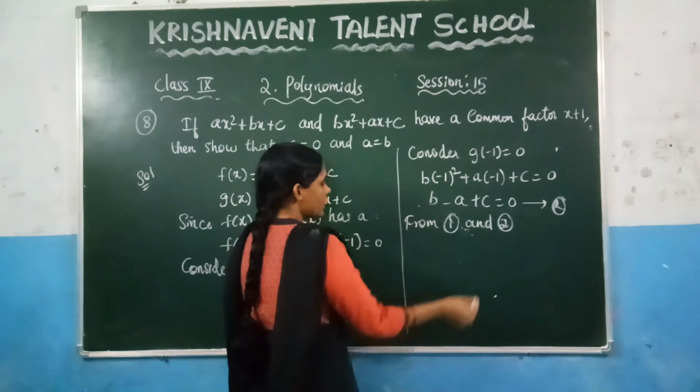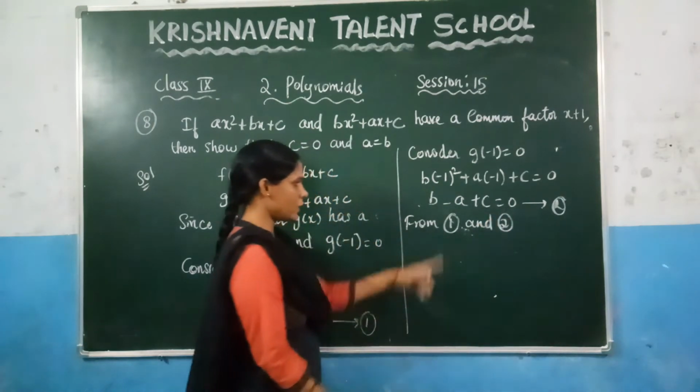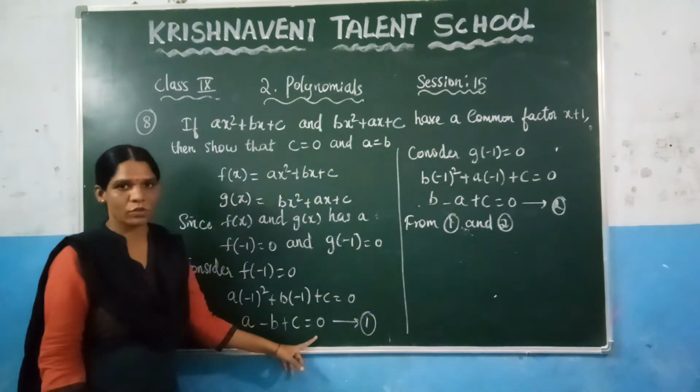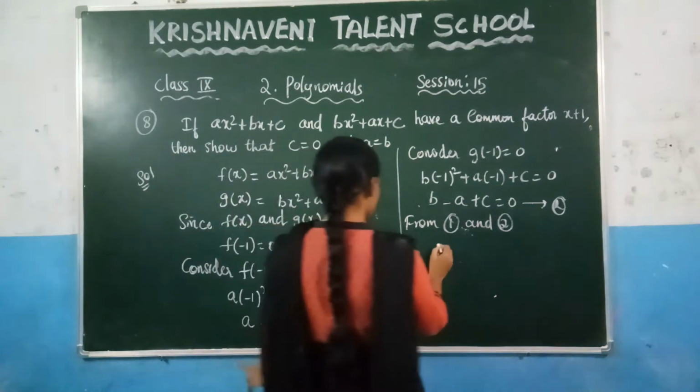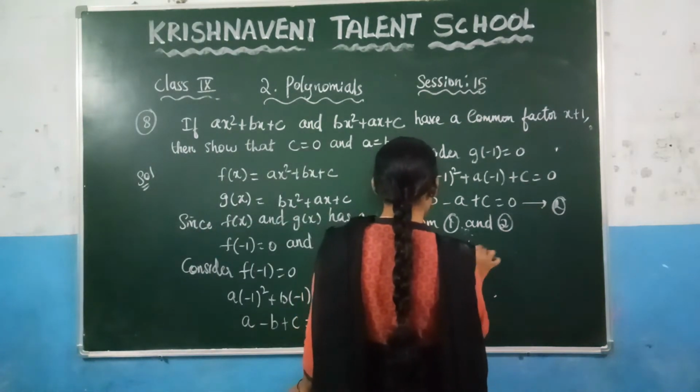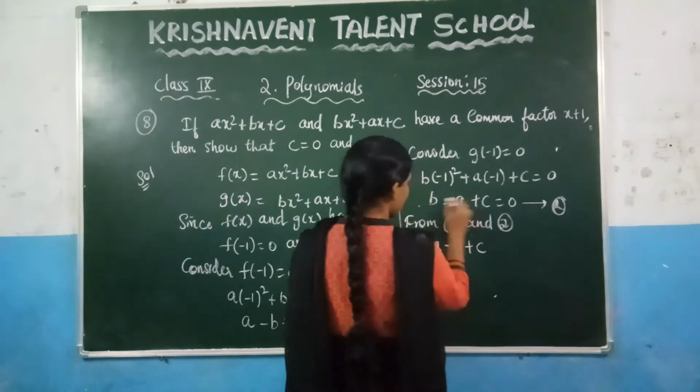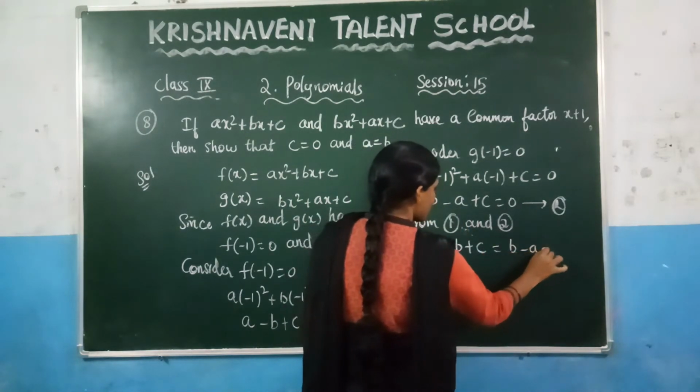Clearly you can observe that here the RHS parts are equal. Here 0 is there and here also 0 is there. So you can equate the LHS part. After equating LHS, what is LHS in equation 1? Which is a minus b plus c. Here b minus a plus c.